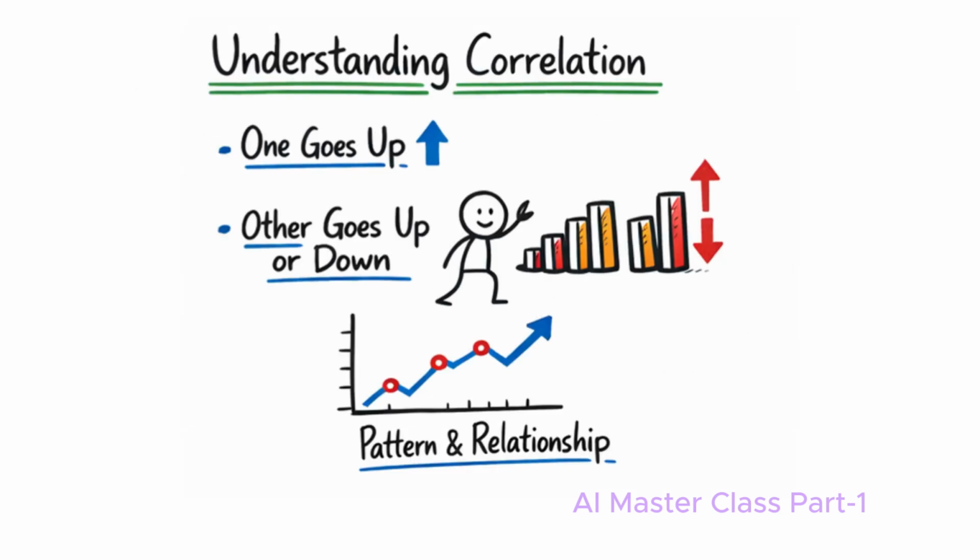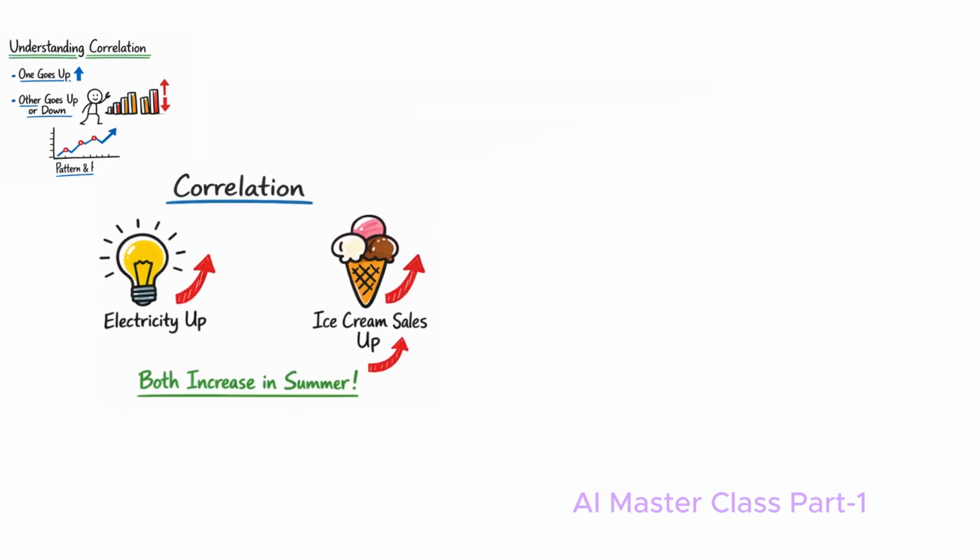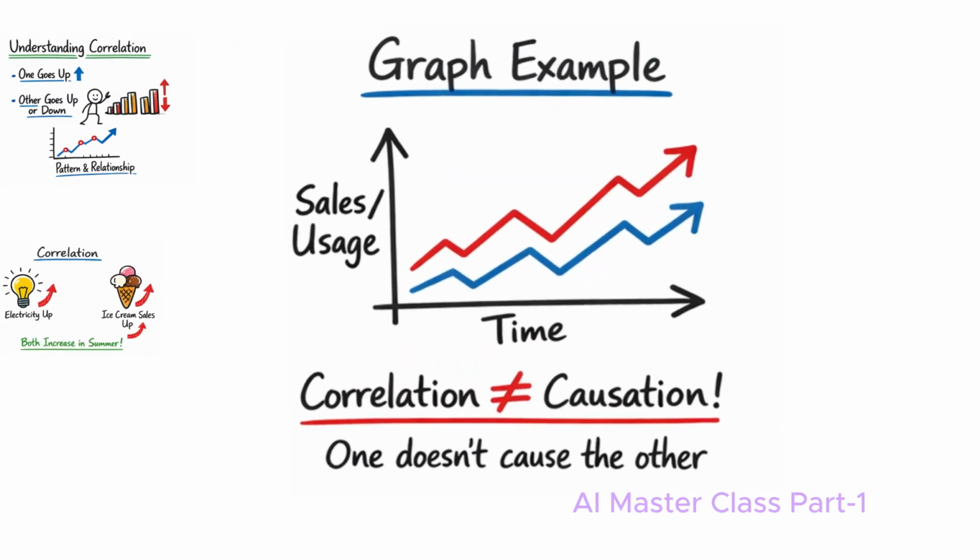Correlation simply means two things tend to happen together. So when one goes up, the other also goes up or down. There will be a clear pattern or relationship between both of them. For example, electricity consumption and ice cream sales both increase in summers. That means they both are correlated, because if you plot them on a graph, you will see both rising at the same time.